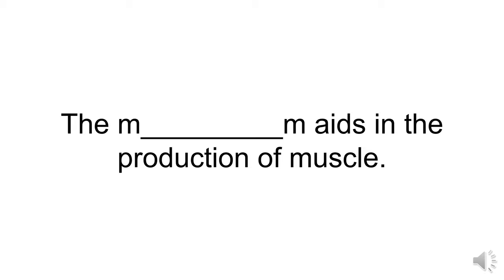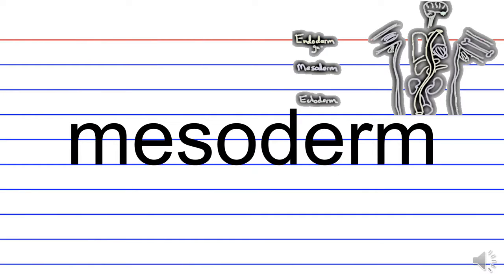The M-blank aids in the production of muscle. So what germ layer aids in the production of muscle? That's right, you may have guessed it. Last but not least is your mesoderm.